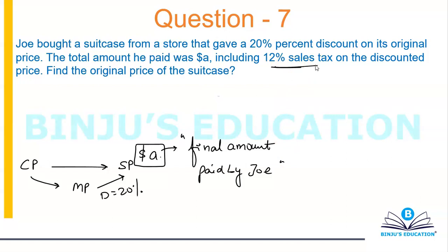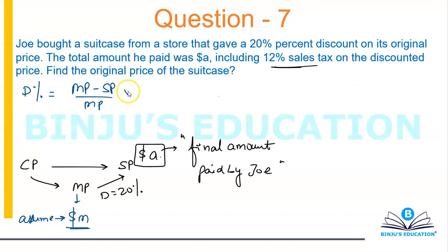Okay, so let's do one thing. Let's consider the mark price to be $M. Now using this, can I calculate my selling price? Yes, I can do that because I have the discount with me. Now we know that discount percent is basically equal to mark price minus selling price divided by mark price into 100%. So I can say that 20% will be equal to mark price minus selling price divided by mark price into 100%.